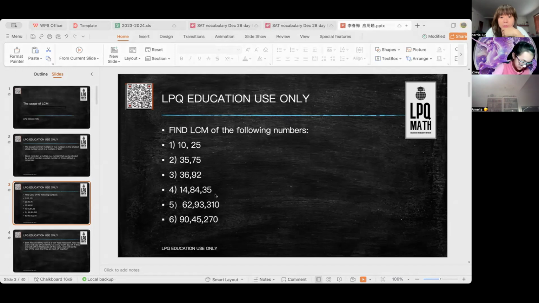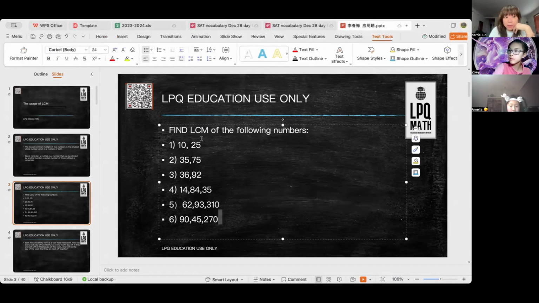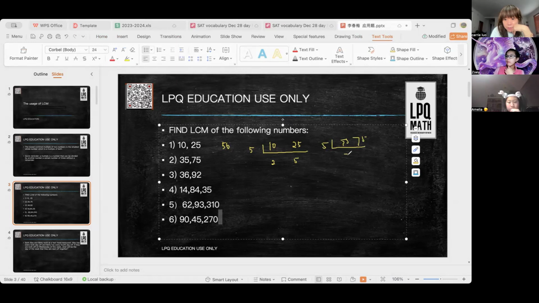Okay, I have seen Zoe has been sending to me. I think the first couple are very easy, right? Zoe and Amelia, like 10 and 25, we have the short division form. Divide by 5, we get 2 and 5. So the first one is 50. For 35 and 75, divide by 5, we get 7 and 15, so 75 times 7 is 525.